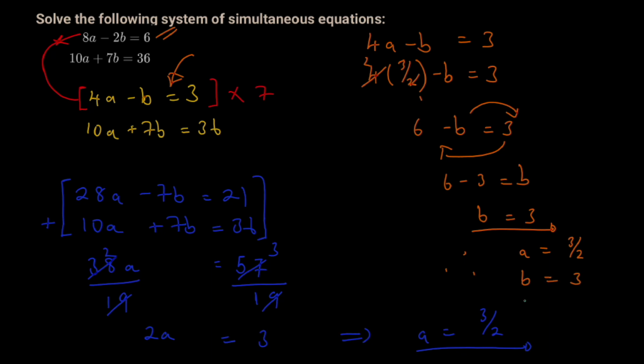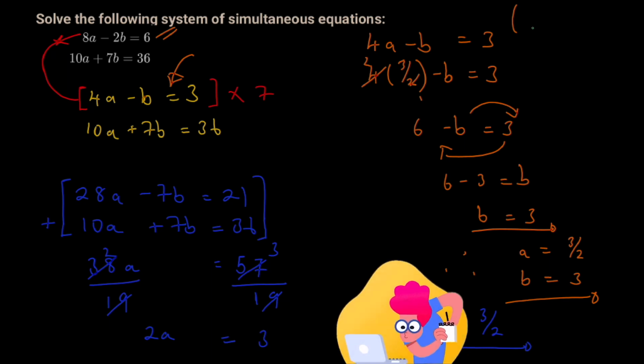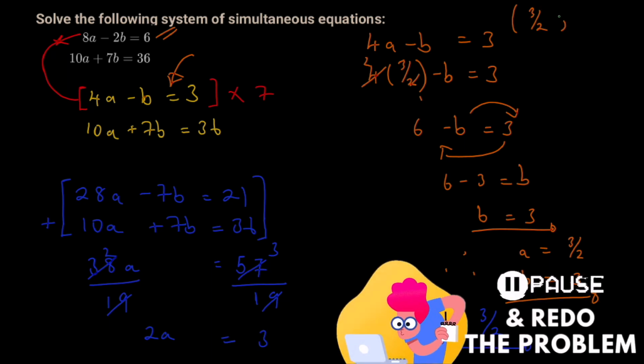Okay, so this is good for me, and I'm going to record my answer just in case. So I'm going to record my answer: a is equal to 3 over 2, and b is equal to 3.